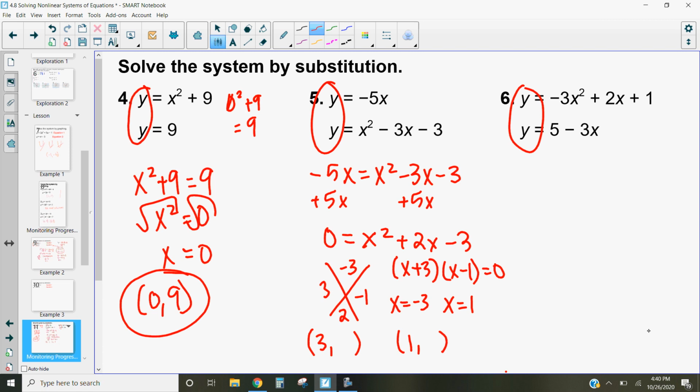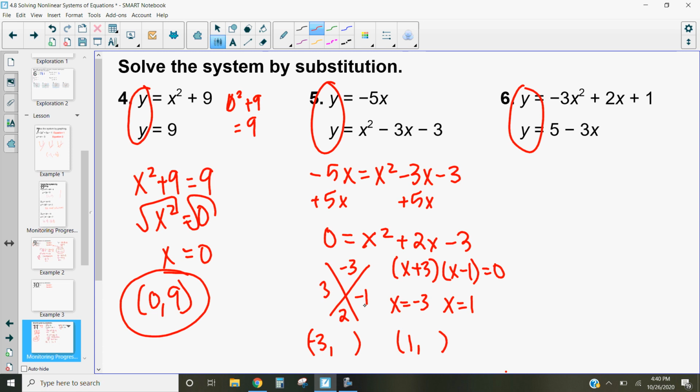So again, we're going to set each equation equal to one another. So I set them equal to each other and I moved everything to one side. So I got x squared plus 2x minus 3. Now after I've done this, I chose to factor this into 3 and negative 1, because 3 times negative 1 equals negative 3, but 3 plus negative 1 equals 2. So then that became (x plus 3)(x minus 1) equals 0, and that means that x equals negative 3 and x equals 1. So those are our two x values there, negative 3 and 1.